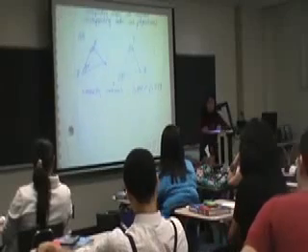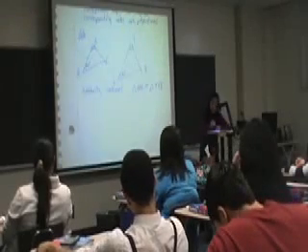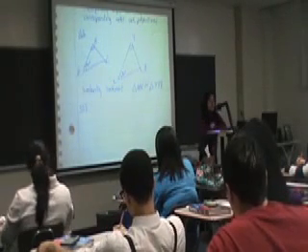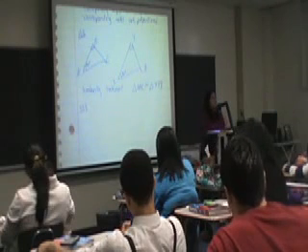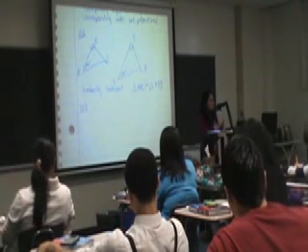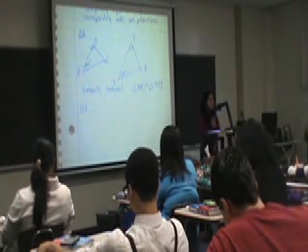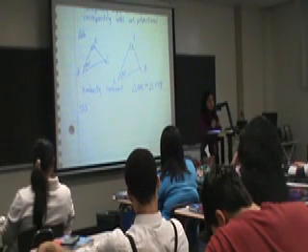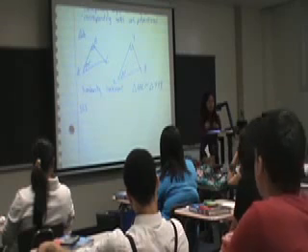We learned another shortcut today. We learned AA last week, so this time we're going to do side, side, side. Do you remember that from when we did congruent triangles? Yes, ma'am. So what did it need to be for side, side, side? Josh is right. All the sides have to be equal.